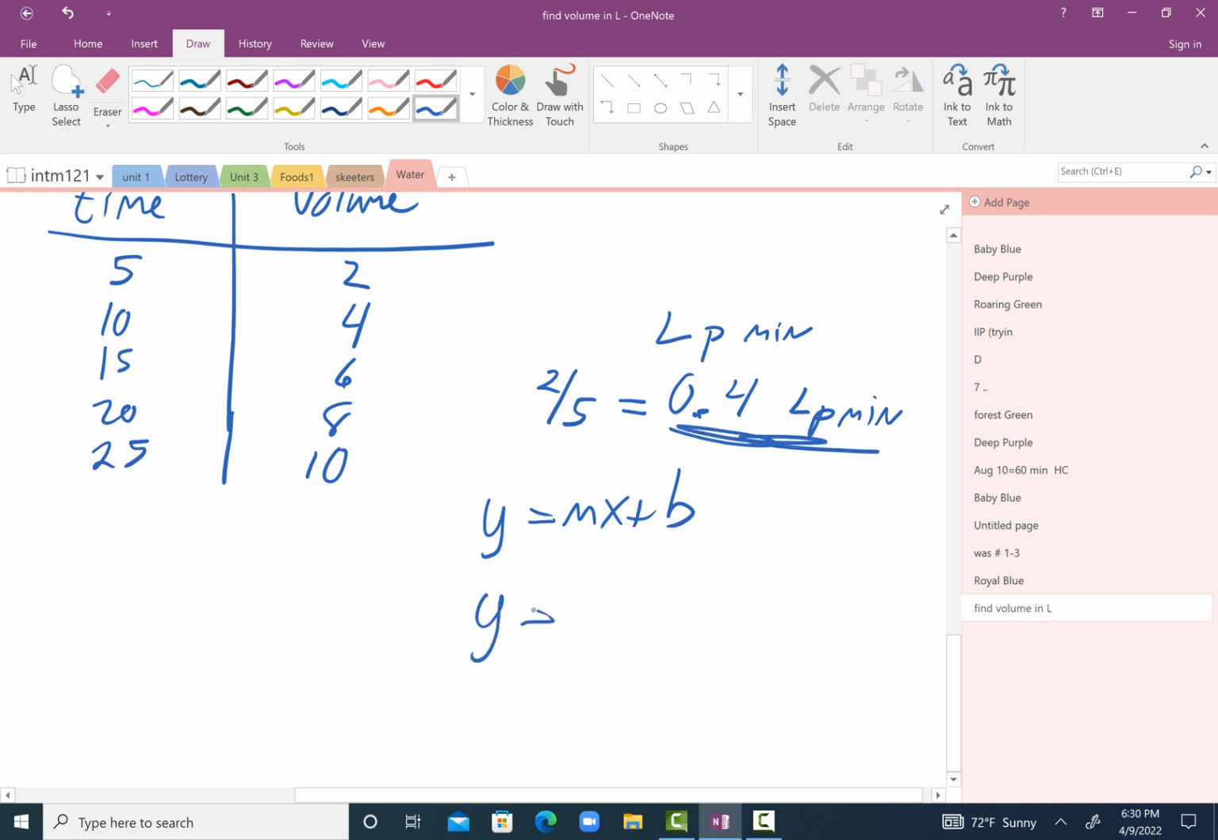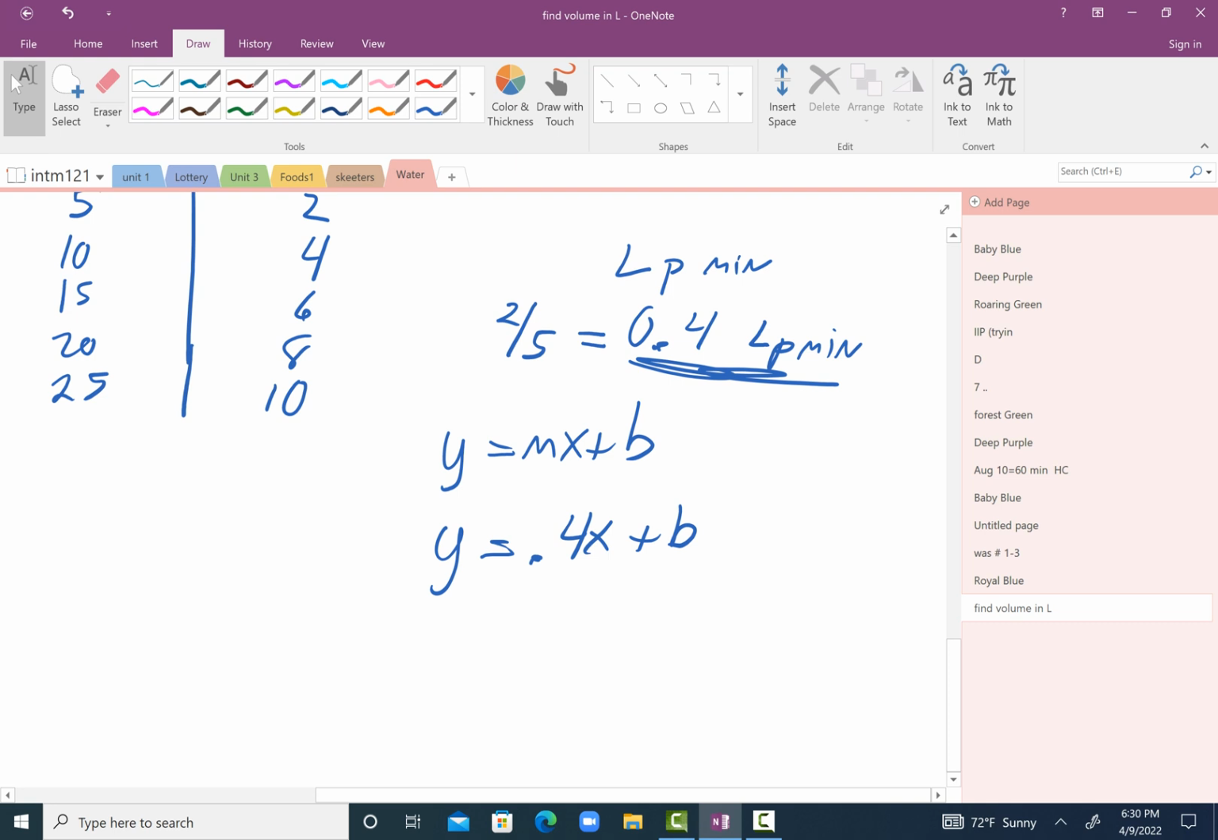So you would go y equals 0.4x plus b. B, remember, is when the time is 0. And when the time was 0, nothing had flown out of there. Okay, it didn't start flowing until we started counting it. So then this would just be y equals 0.4x. You can put a plus 0 there if you want to, but you don't have to. All right, but just remember, slope is rate, so you don't have to go through and do the y2. You can, but it's a little bit easier. Just remember that slope is rate.